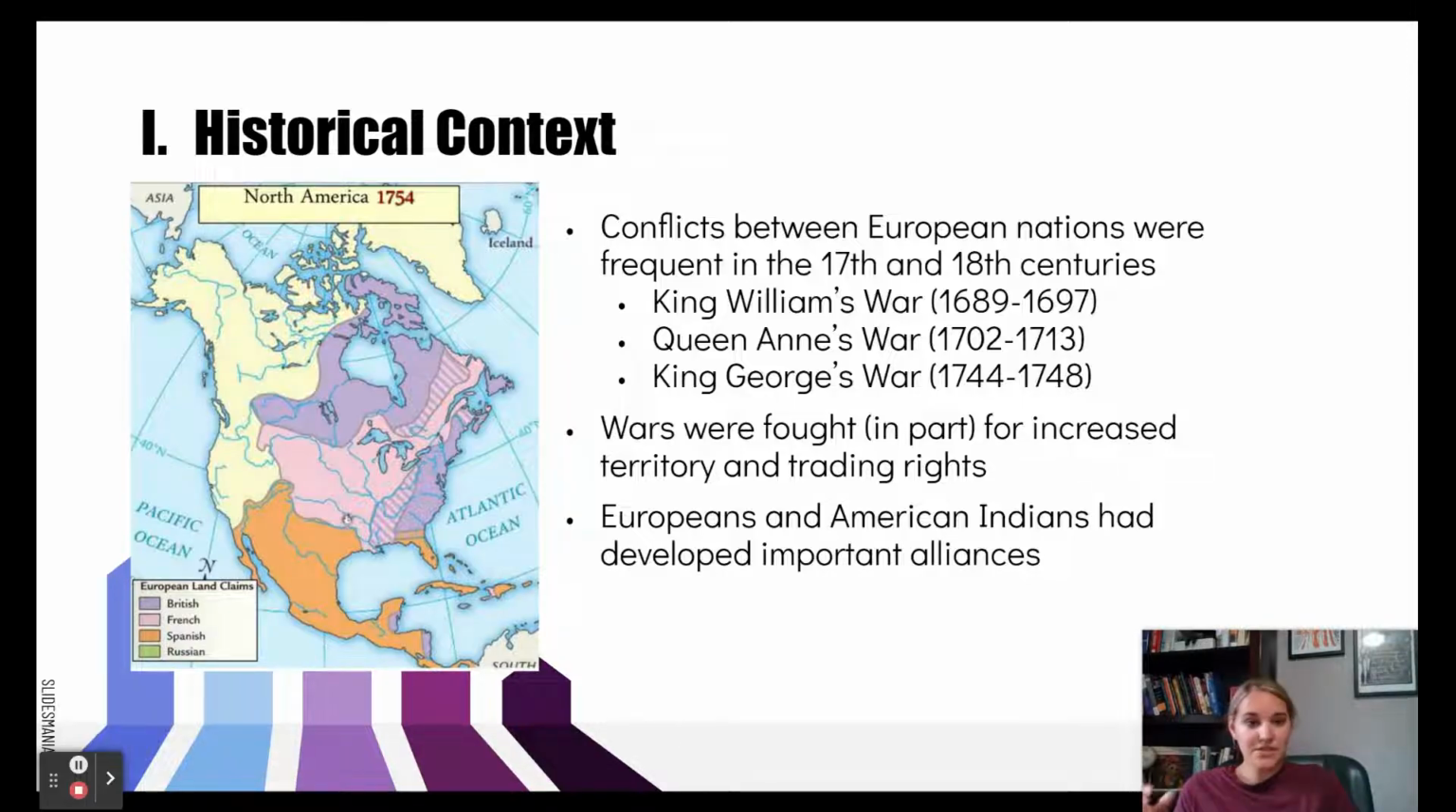A lot of these wars are fought in part for increased territory and trading rights, especially in North America. And as this territory is exchanged and we see boundaries adjust, the American Indians in North America will have to shift alliances or partake in these wars because they are part of those alliances.